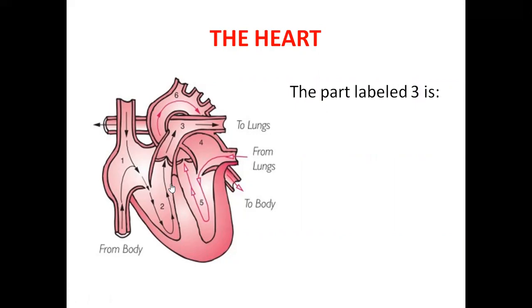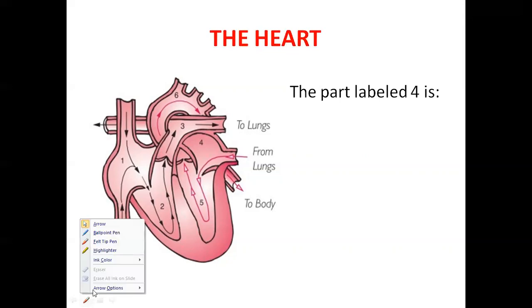What's the part labeled 3 called? Pulmonary artery. So the pulmonary artery carries deoxygenated blood to the lung. As you can see the arrow, this is going to go to the lung. Okay. What's the part labeled 4 called?